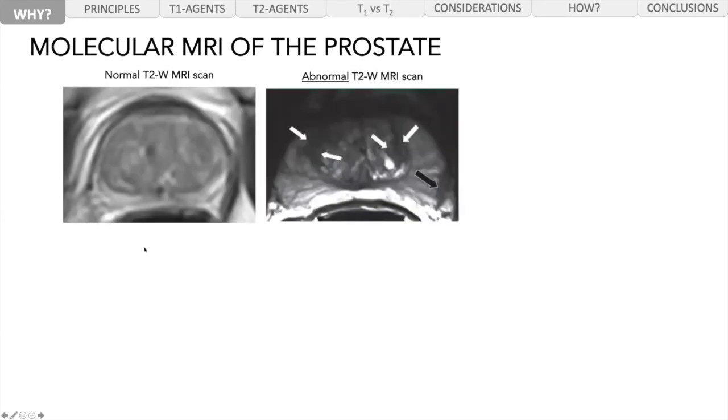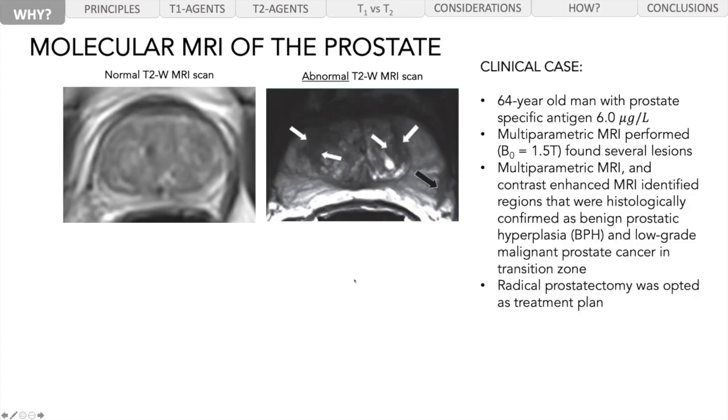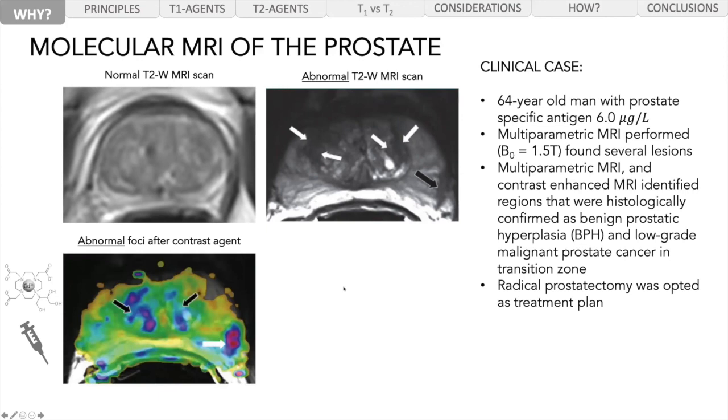This example shows a normal human prostate on the left, on a T2-weighted MRI scan, and on the right an abnormal T2-weighted scan of the prostate of a 64-year-old man with a PSA of 6 who underwent multiparametric MRI, meaning this patient received a gadolinium-based contrast agent, diffusion-weighted MRI, T1, and T2. With this multiparametric MRI, multiple lesions and foci were identified. As you can see in the overlay and also on the T2 scan, these show hyperintense regions of presumably hypervascularity, potential lesions that could be malignant in the peripheral and transition zone. Unfortunately, this patient opted for radical prostatectomy.